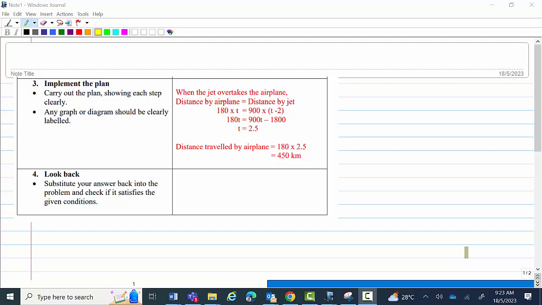So 180t equals 900(t minus 2), which is 900t minus 1800. After you multiply out, move all the t terms together. So you get 900 minus 180 times t equals 1800, and you can find t equals 2.5 hours. So the distance traveled by the airplane is 180 times 2.5, which is 450 km away from the airport.